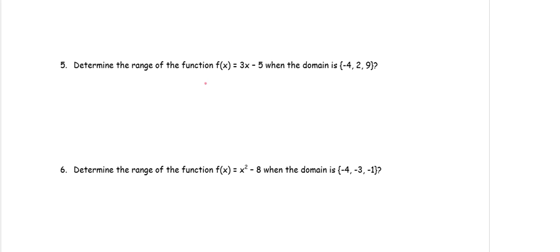Number 5, determine the range of the function f of x equals 3x minus 5. Okay, so f of x is function notation. This is basically saying this is a function. We know it's a function. And all this means is it's another way of figuring out a way to evaluate.